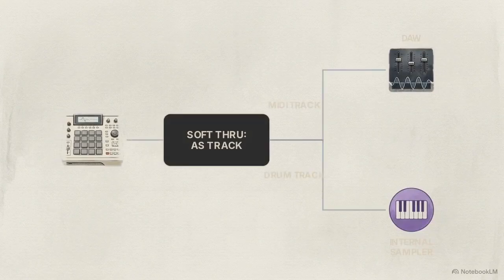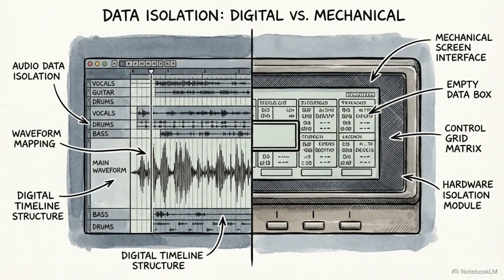It forces the MPC to filter outgoing signals by track selection. Select a MIDI track, data travels only to the DAW. Select a drum track, it travels only to the internal sampler. Applying this simple fix isolates your audio and guarantees clean sequencing without any overlapping sound bleed.